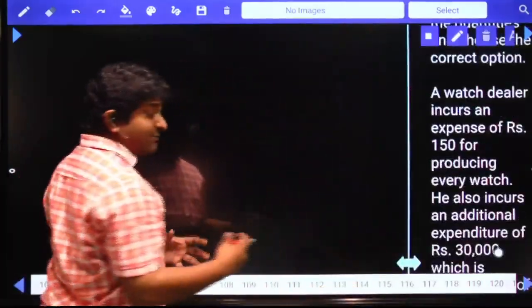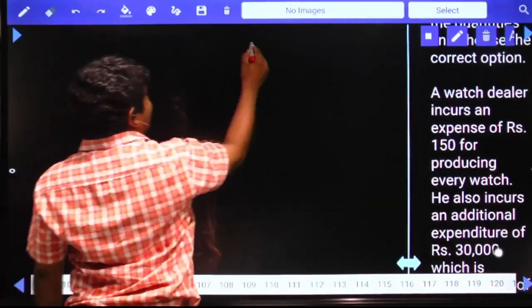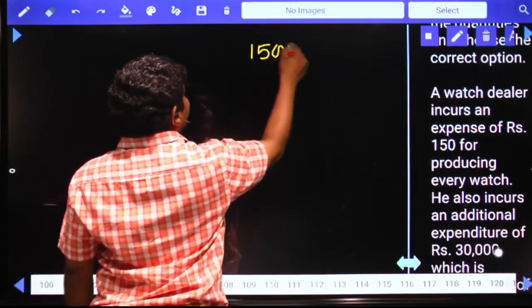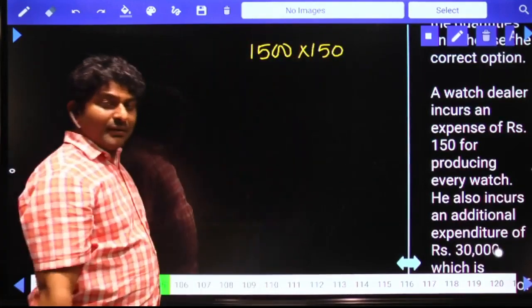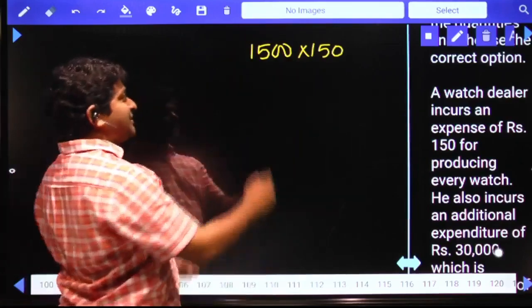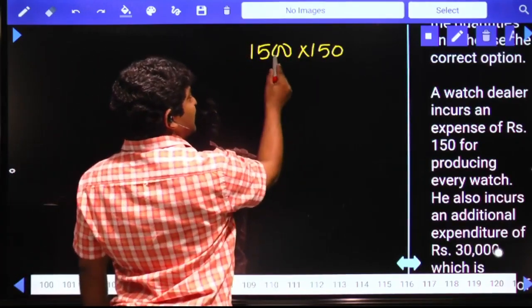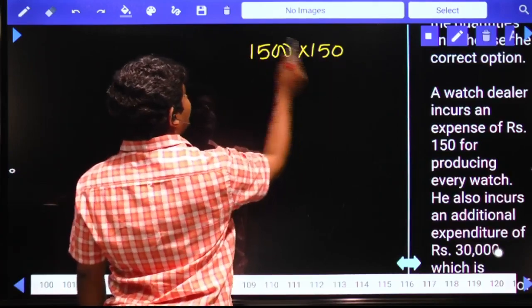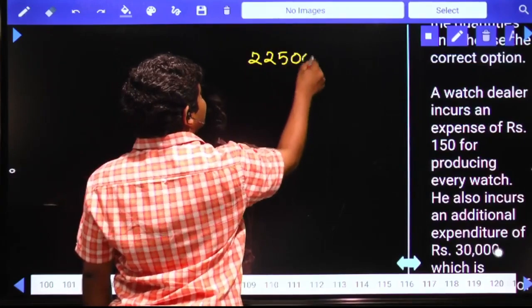1500 watches ni manufacture cheyali anante cost incurred is going to be 1500 into 150 rupees. And then fixed expenditure is 30,000. First, let us calculate this. 3 zeros are there. 15 into 15, 225. That is 225 and then 3 zeros.